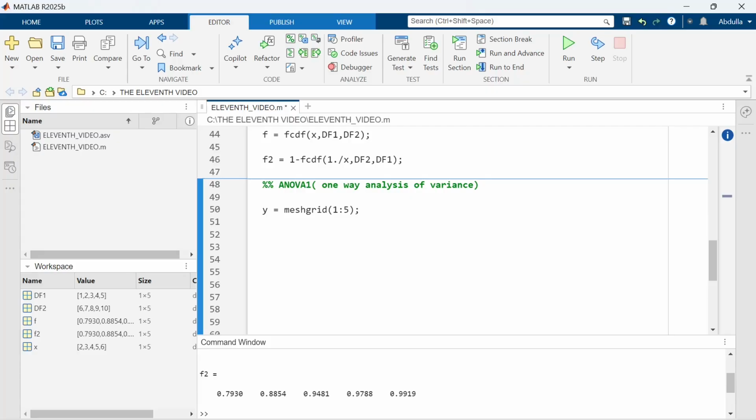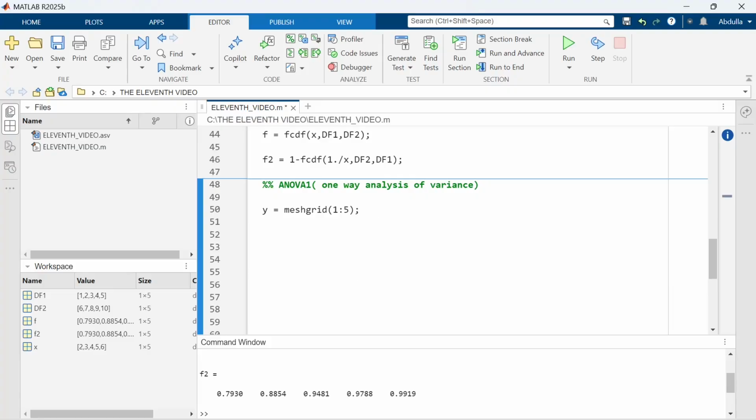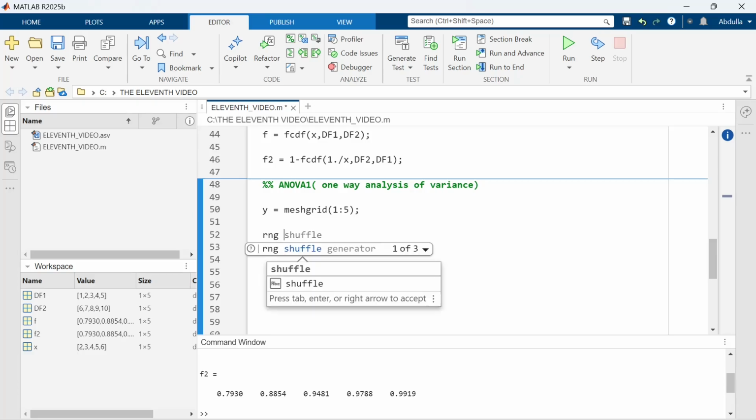Right now, because it ends with 5, I'm going to expect meshgrid to give me a 5 by 5 matrix, which means 5 rows with 5 columns, all with the same dimensions. But right now it's going to give me one variable, because I specified just y, not two variables. And now I'll make RNG, which is the random number generator, and set it to default.